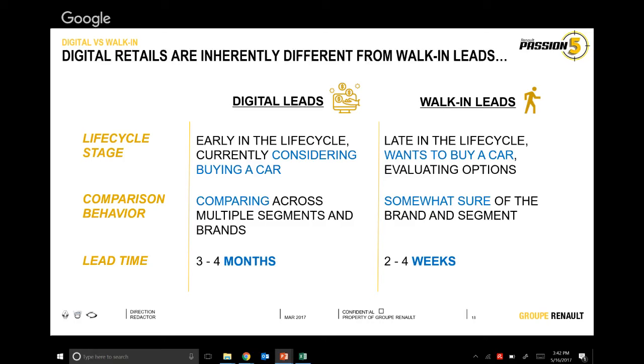We cannot just mark the lead as lost because the customer said he's not interested in buying the car right now. Yes, he is not interested in buying the car right now because he's comparing across multiple models. He might make a decision within a month. He might make a decision after 2 months. But he is very much interested in buying the car. That is why he has dropped the lead. So it is very important to understand this life cycle of digital versus walk-in leads.